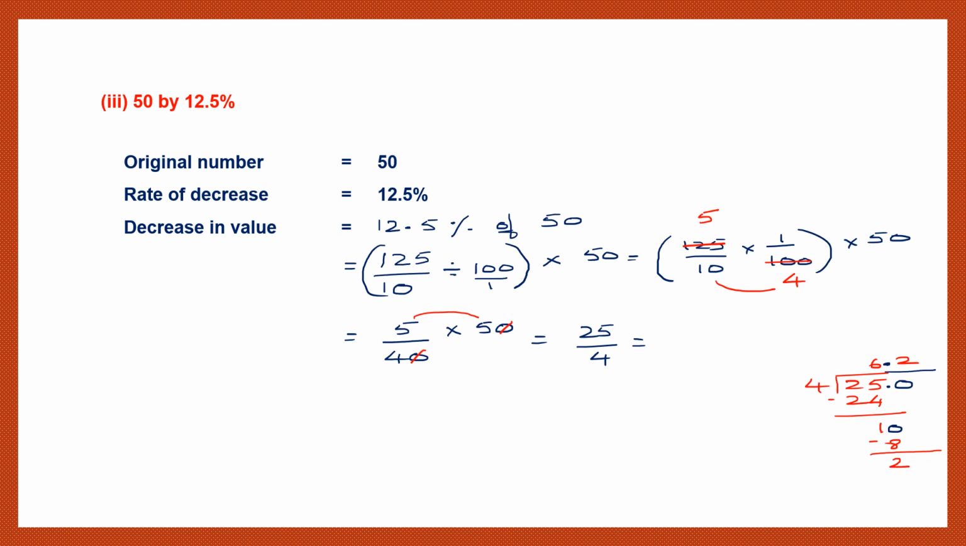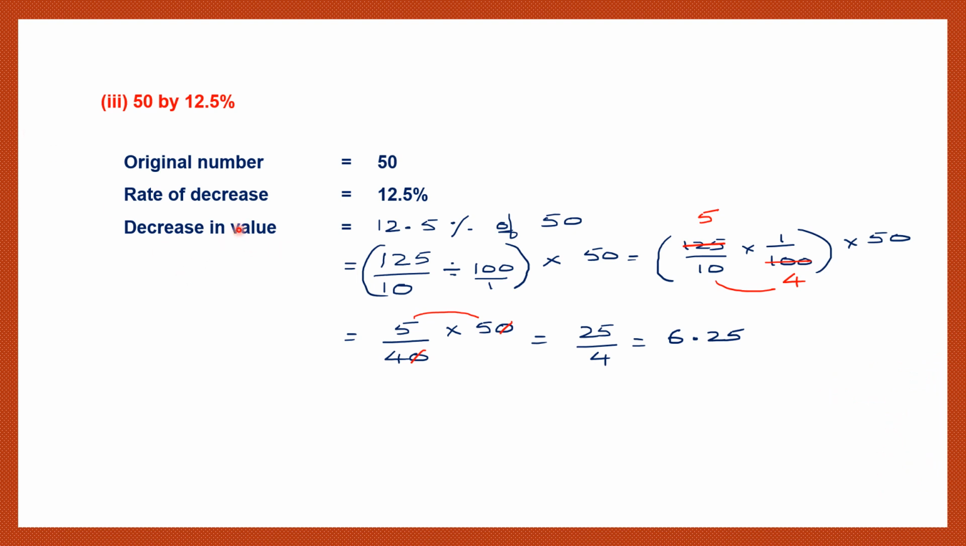Again we can continue, since the remainder is not 0, we can continue. Put a 0, bring the 0 down. Now the number is 20. 4 fives are 20, minus, now it is 0. So 6.25. Now this is the decrease in value. 6.25 is the decrease in value.